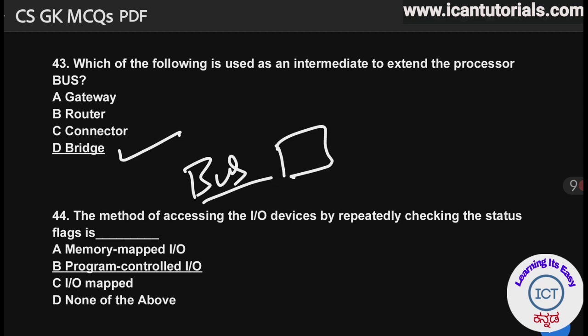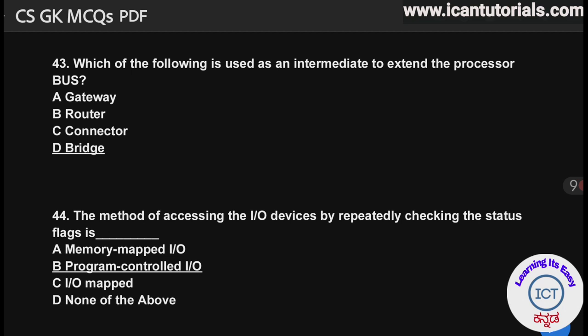44th question is the method of accessing IO devices by repeatedly checking the status flags is. That is, the process of accessing the IO devices by repeatedly checking the status of flag is. The answer is program controlled IO. Let us understand what we mean by program controlled IO.